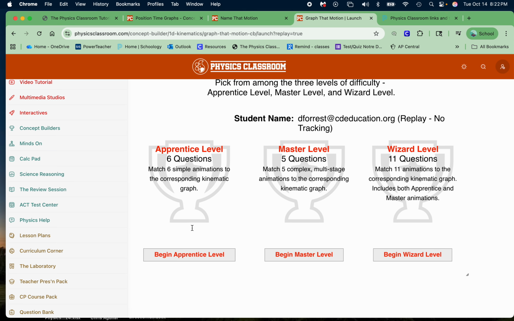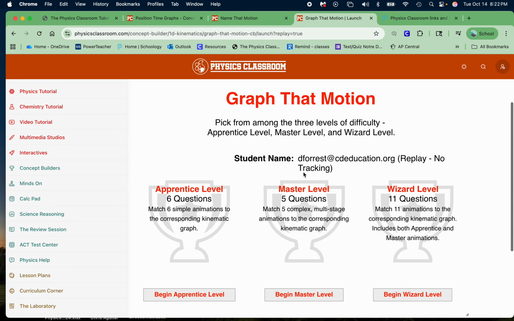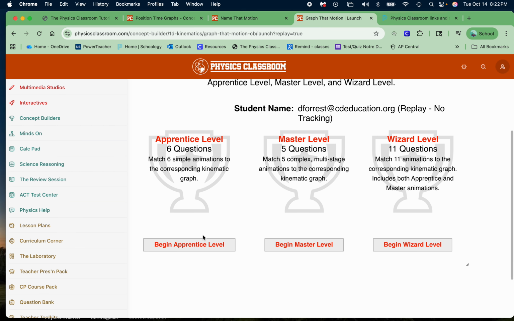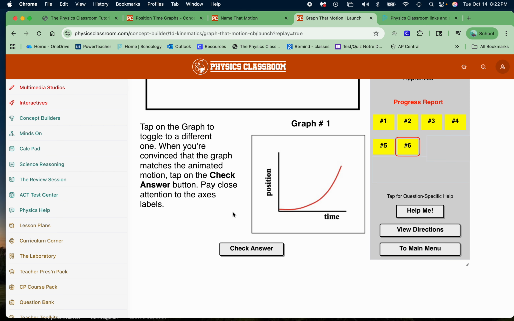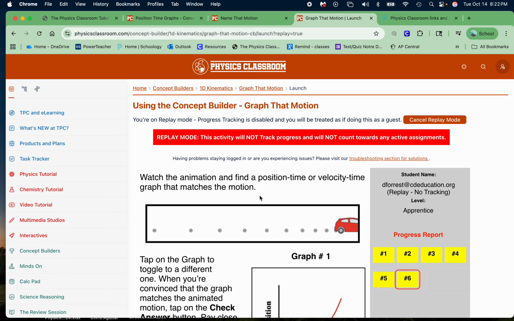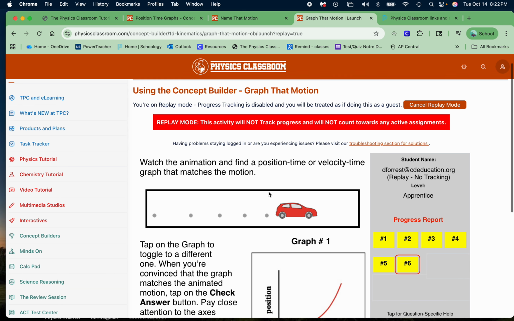You do not need the apprentice and the master level. You do not need to do the wizard level. So again, I would start here because it's going to get you used to things. So watch the animation and find a position-time or velocity-time graph that matches this.